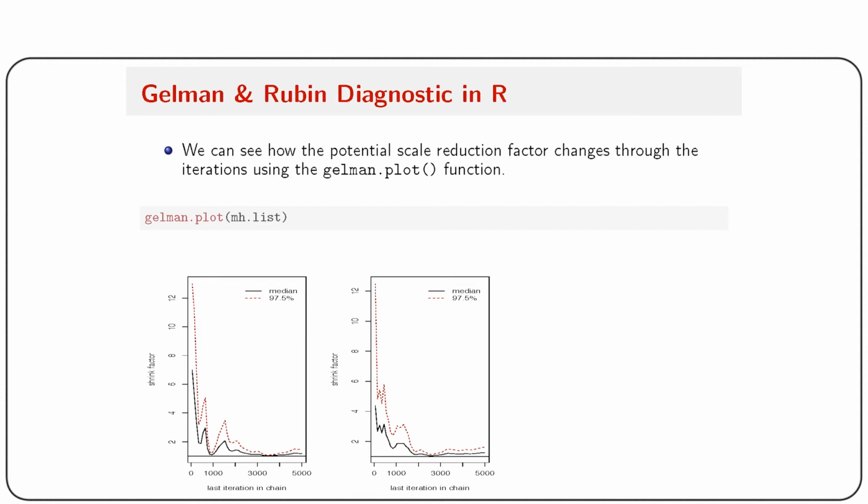So as the iteration number increases, we can see that the shrink factor, the scale reduction factor, is gradually decreasing. Seeing this plot, we can easily identify where the scale reduction factor goes down to 1.2 or 1.1. So you can set your sample size there. That would be the chain size that you need to generate.